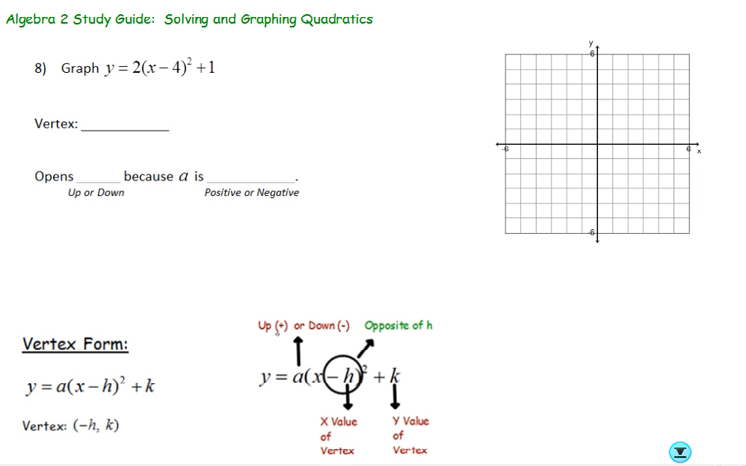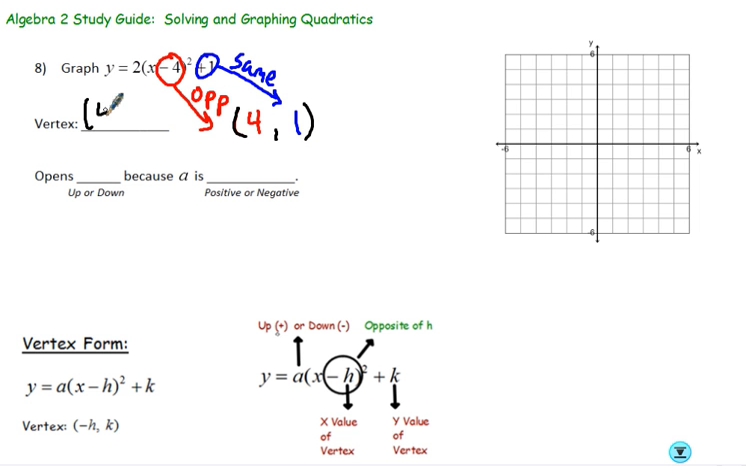So let's start with our vertex. Again, we know that this would be the opposite, so that would be a positive 4. And then we know that this stays the same, so that would stay a positive 1. So there's our same and opposite. So our starting vertex on that one would be 4, 1. Well, I say starting. There's only one parabola here, so that is our vertex. So we've got a vertex at 4, 1. Let me go over here. 1, 2, 3, 4. Up 1.